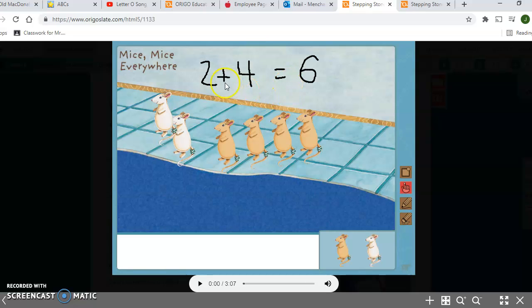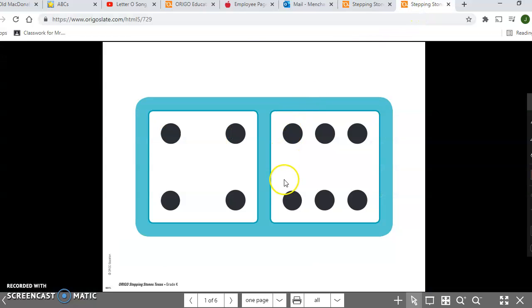So there's 2 different ways I can do this addition sentence. 2 plus 4 equals 6, or 4 plus 2 equals 6. It's still a total of 6. All right. So now, boys and girls, I'm going to go ahead and go to this domino here.